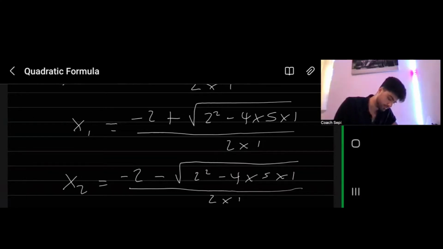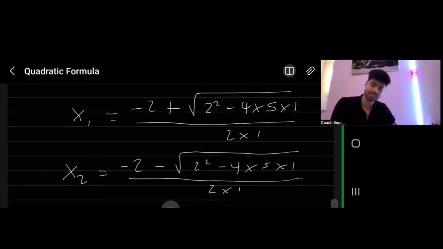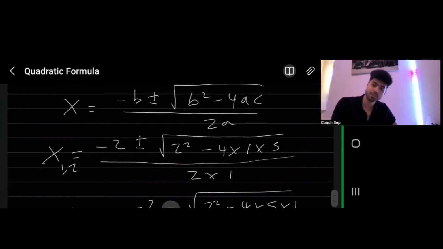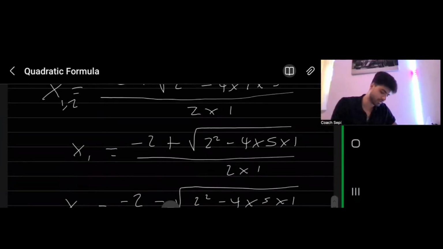So, this is where we get the two answers for x. One is x1 and one is x2. One with the plus for the plus minus, and one with the minus for the plus minus. Okay?